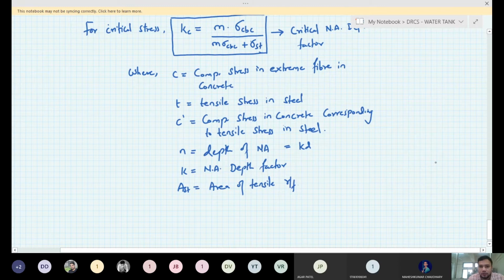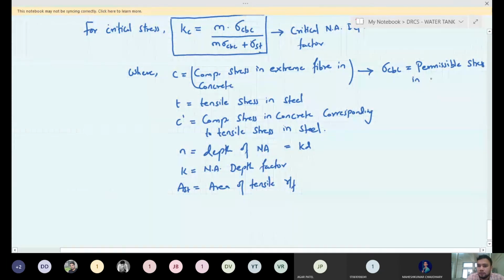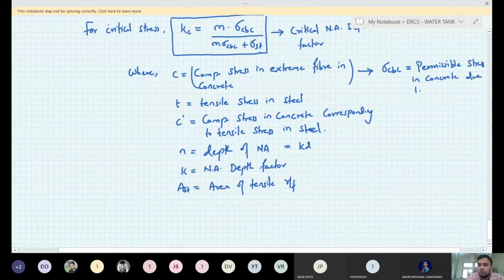Now this value, the compressive stress in the extreme fiber, the permissible value in the code is given as sigma CBC, which is the permissible stress in concrete due to bending compression.